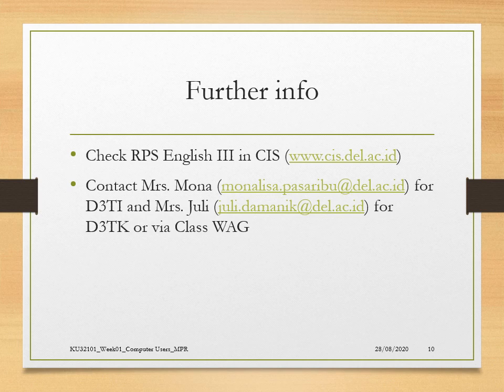Now, for further info on the course information, you can check the syllabus or the RPS for English 3 in CHIS. You can also contact me by email, or Miss Julie by her email for computer engineering students, or you can also contact us both in the class WhatsApp group.